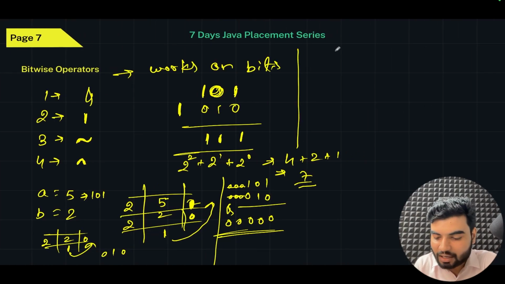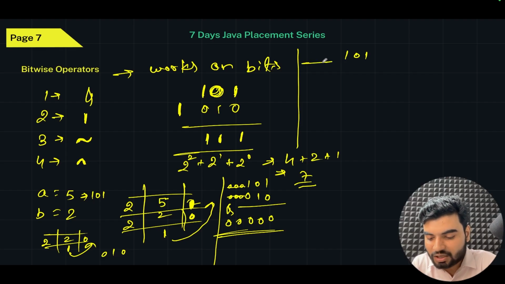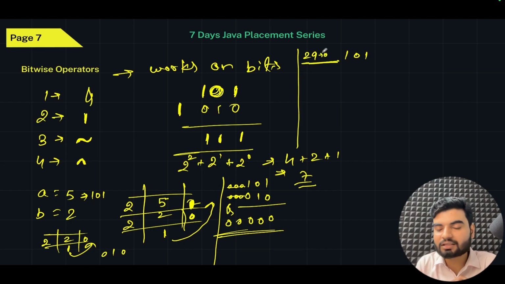So here I have 5, which is 101. But eventually, what I have at the start is that all values are 32 bits, all are 0. So I'm assuming the rest, how many? Total 29 are 0, something like this. So that's what I have as of now. If you are performing NOT, you will invert the bits. So basically this 1 will become 0, this 0 will become 1, and this 1 will become 0.